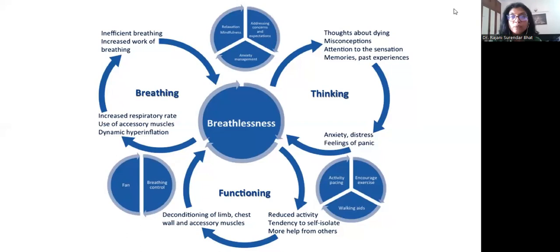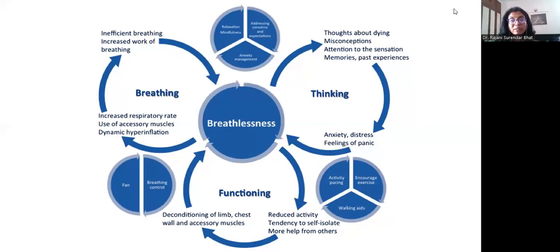When that first part of the breathlessness starts, they think this is going to be the same as the last time where I nearly passed out. I had to go to the emergency room. I had to go to the ICU. I had the worst time in the hospital. My family had to spend so much money. So their thoughts are going to race all the way through that.